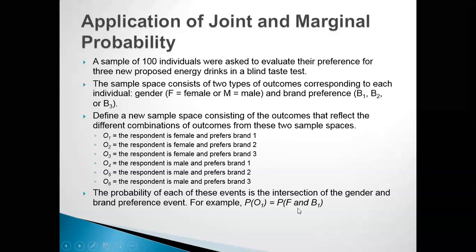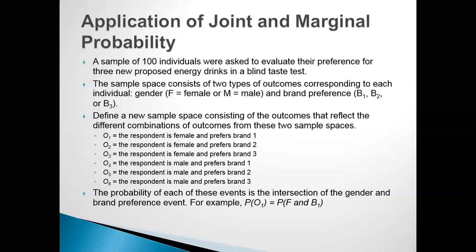Probability of female and also B1. So here both the events have certain things in common. Both the events are simultaneously happening. One female is there. What is the probability of a female who tastes brand one? So simultaneously two events, they are mutually dependent, right?